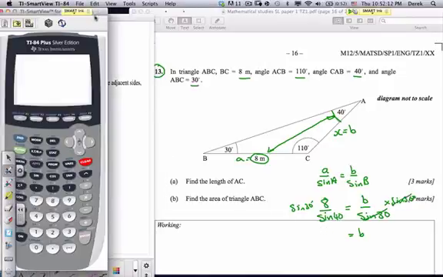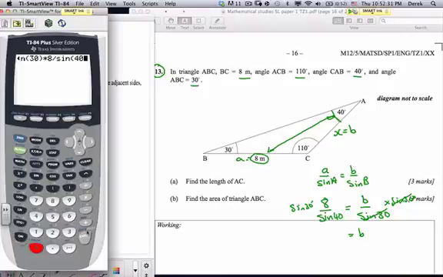So bringing in our calculator here, we are going to have the sine of 30, close brackets, times 8 divided by the sine of 40, enter, and I get 6.222. So I'm going to get my B is equal to 6.22, and this is in meters, so let's put my meters in there. Then it says, B, find the area of the triangle ABC.